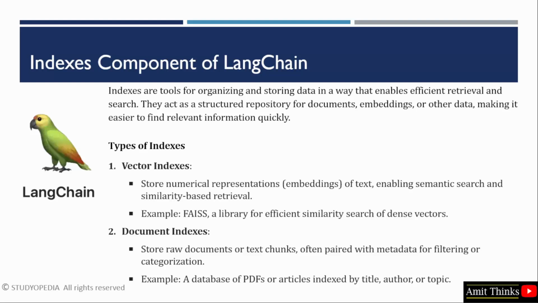Here are the two types of indexes, vector and document. The vector indexes store numerical representations, that is embeddings of text, to enable semantic search and similarity based retrieval, like a library FAISS for efficient similarity search of dense vectors. The second type is document. It stores raw documents or text chunks like a database of PDFs or articles indexed by title, author or topic.